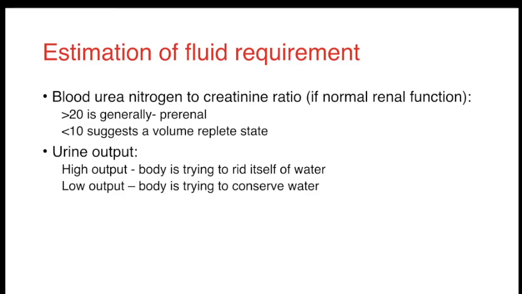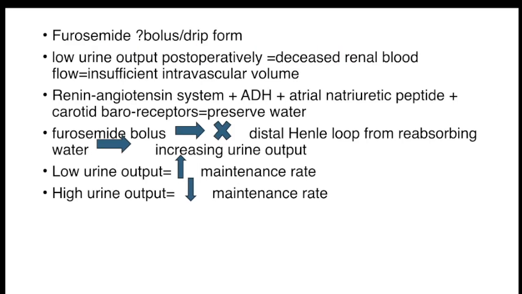Obviously, urine output still remains the best clinical parameter to judge for hypovolemia or shock per se. A high output suggests that the body is trying to get rid of water, while a low output suggests that the body is trying to conserve it. So, using furosemide, or basically a loop diuretic, a furosemide bolus usually acts at the loop of Henle and stops it from reabsorbing water, thus increasing the urine output.